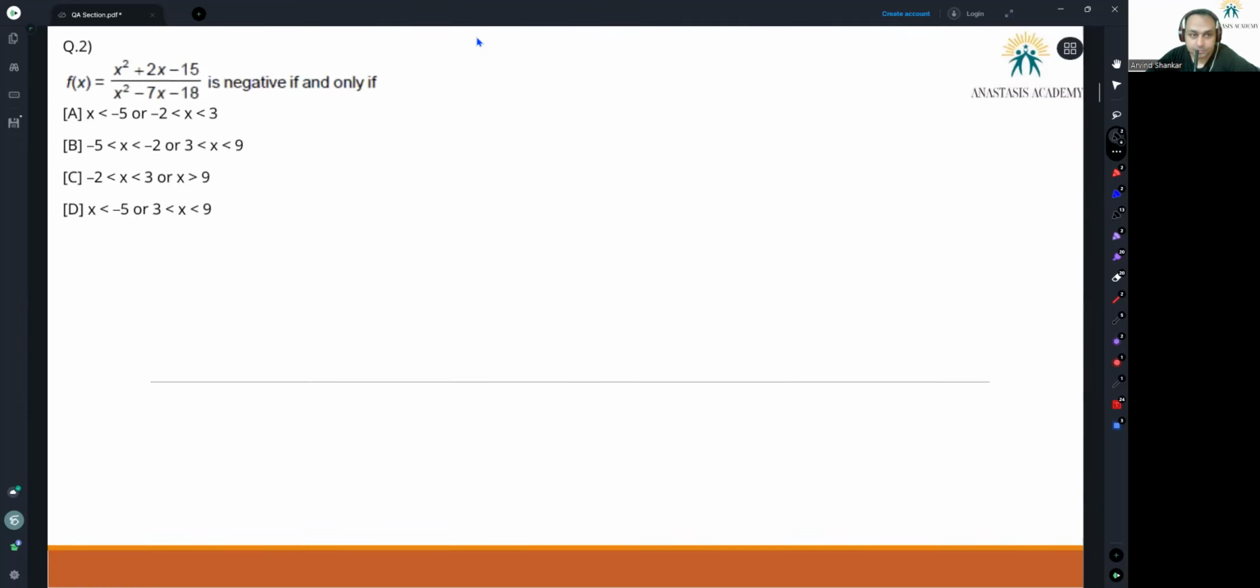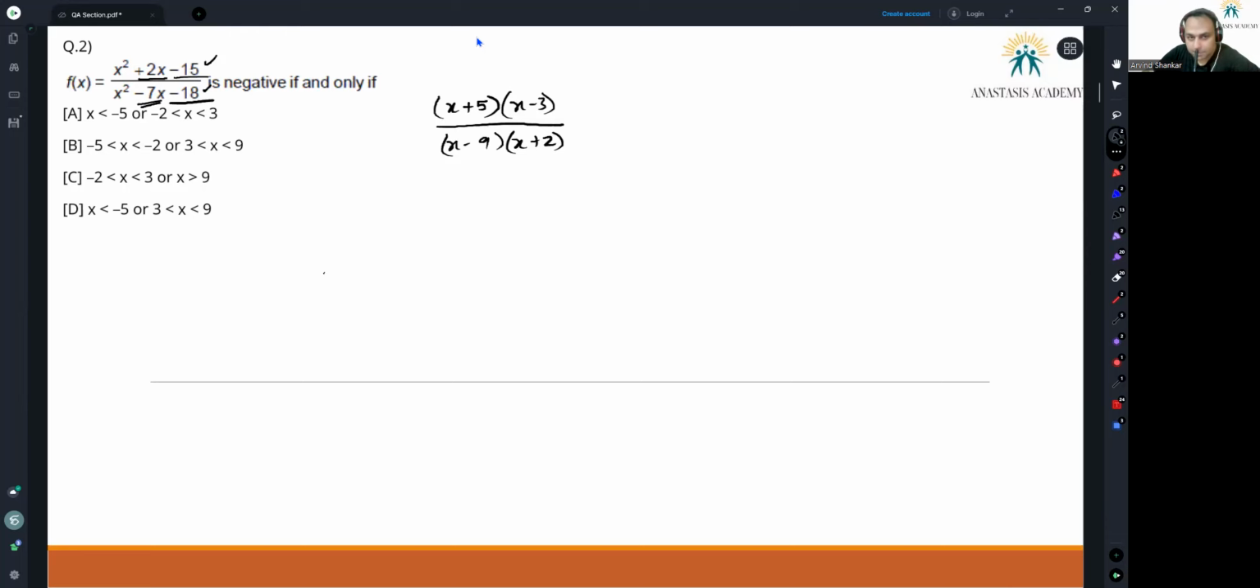Next. f(x) is equal to (x square plus 2x minus 15) by (x square minus 7x minus 19) is negative if and only if. Look at both these expressions and factorize them. The one at the top will factorize to (x plus 5)(x minus 3). And the one at the bottom will factorize to (x minus 9)(x plus 2). The clues are available from the product being negative. So one number is positive, one number is negative. The difference between the two numbers is 2. The difference between the two numbers is minus 7.